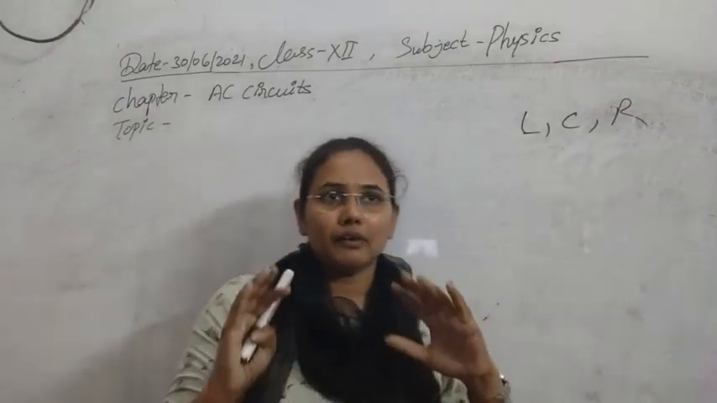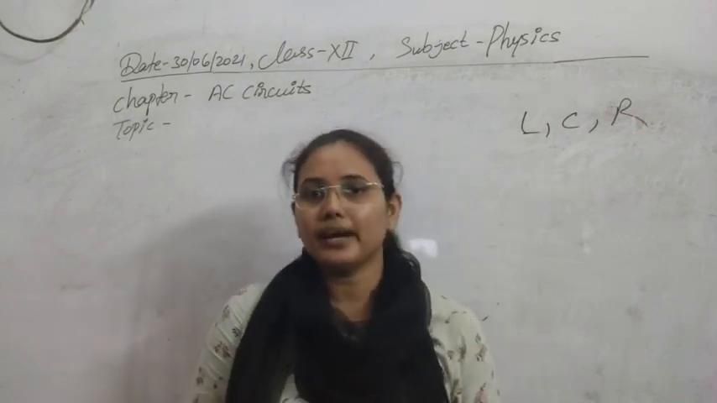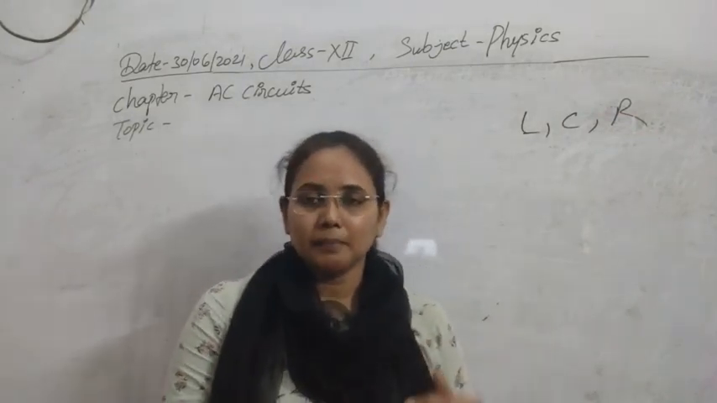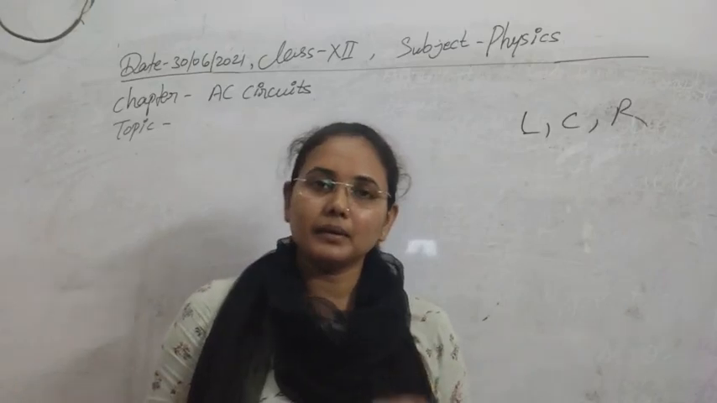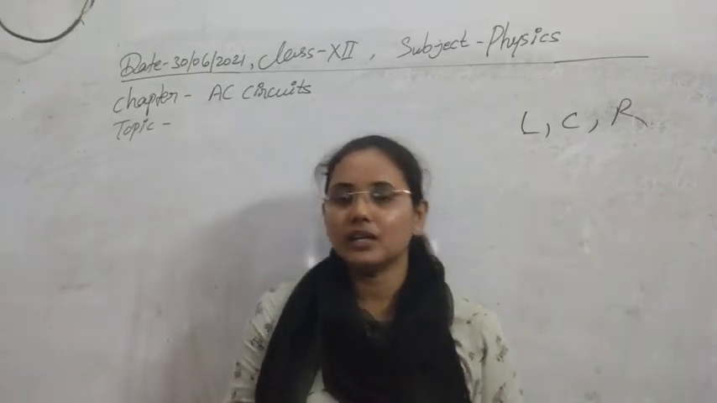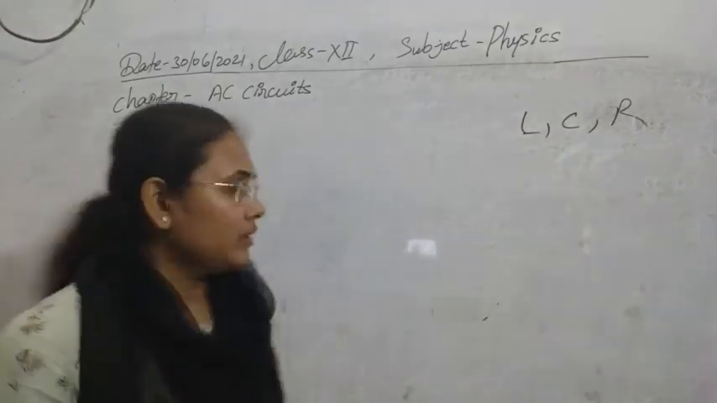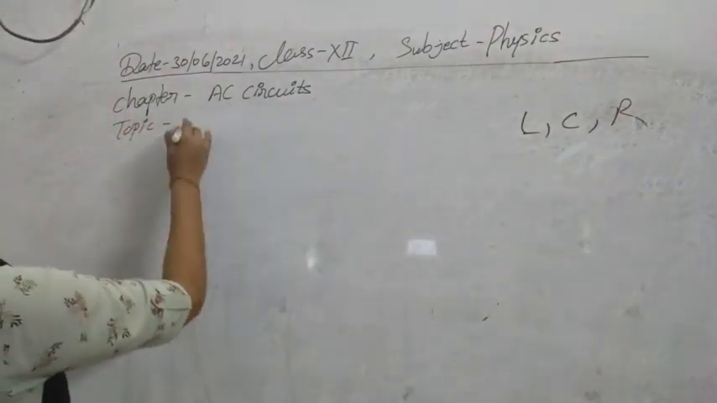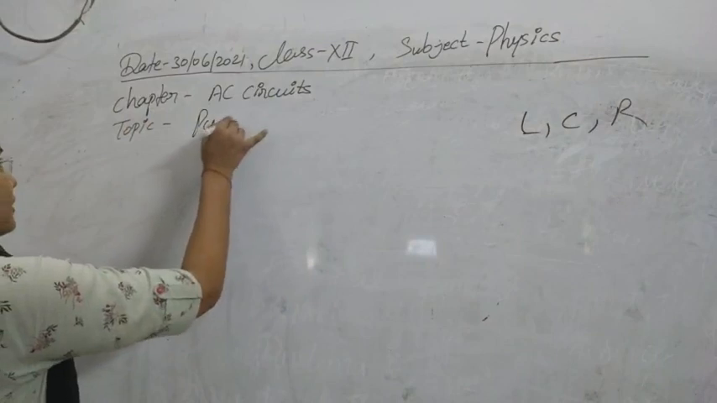Simply, with a battery we are going to connect these components one by one, and see what the induced EMF and induced current will be, and what the phase is between the induced EMF and current. So the first kind of AC circuit is the pure resistive circuit.